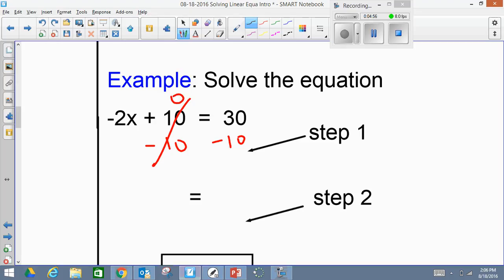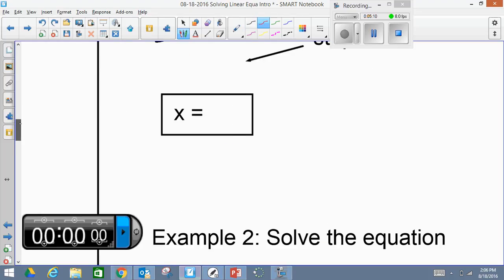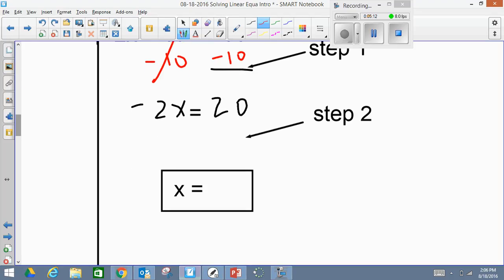So I bring down the -2x, and on the other side, 30 minus 10 is going to give me 20. Now, the second step, according to the speed notes, is you have to cancel whatever's multiplying or dividing the variable, or your coefficient. In this case, I have a -2, so I divide by -2 on the left and the right side of my equation.